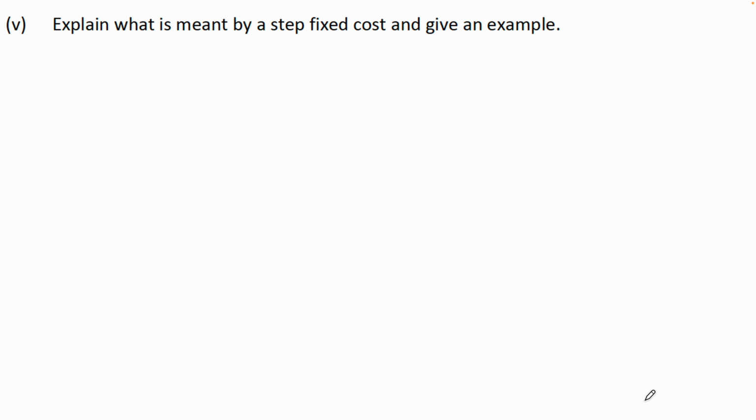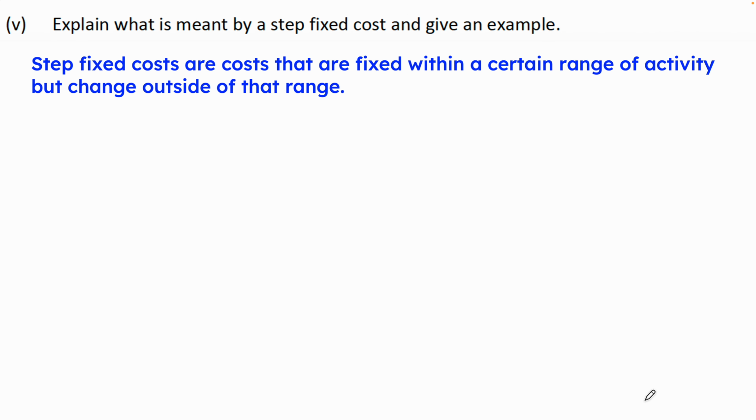Part 5 then, a little bit of theory. Explain what is meant by a step fixed cost and give an example. So step fixed costs are costs that are fixed within a certain range of activity but change outside of that range. So they're fixed and then they change outside the range. So basically it would look like this instead of just being a fixed cost. A fixed cost would just go over like this. Step fixed cost just looks like a set of steps.